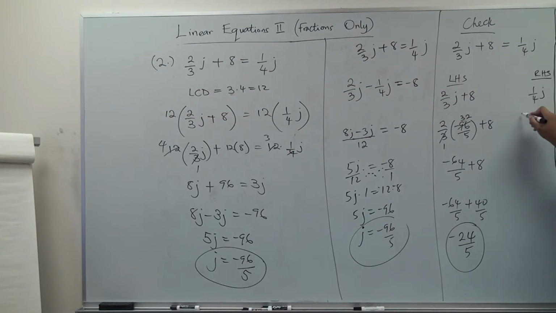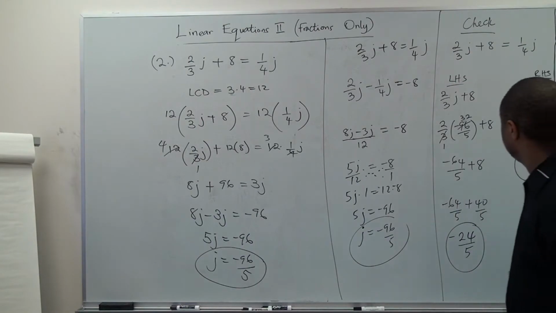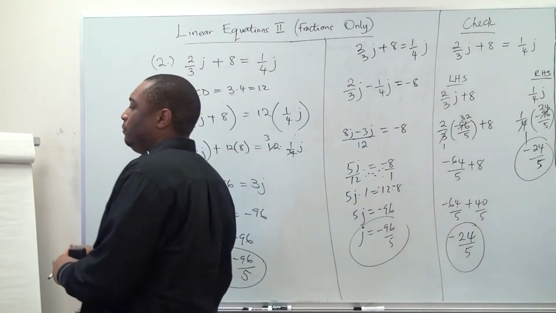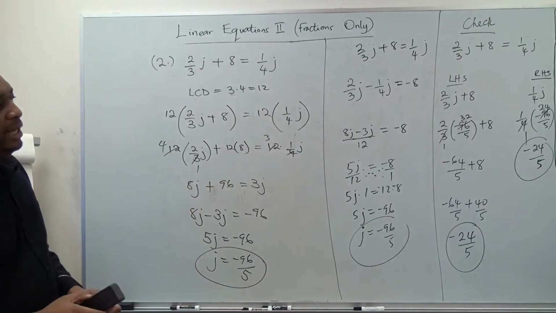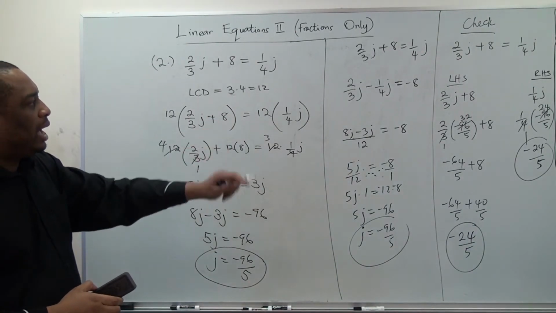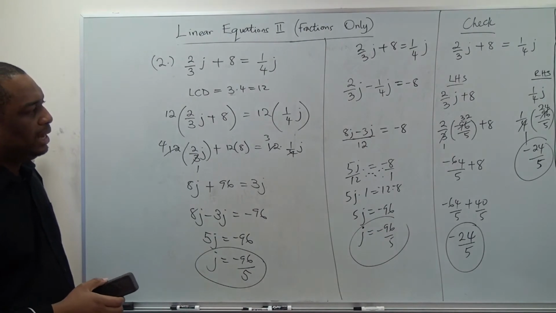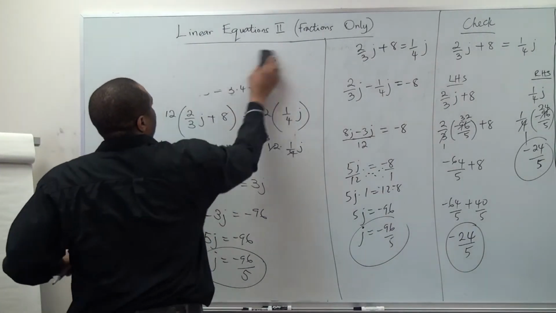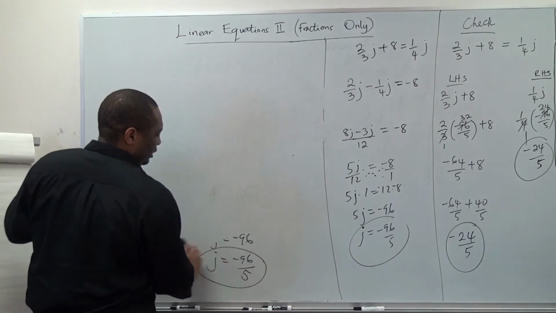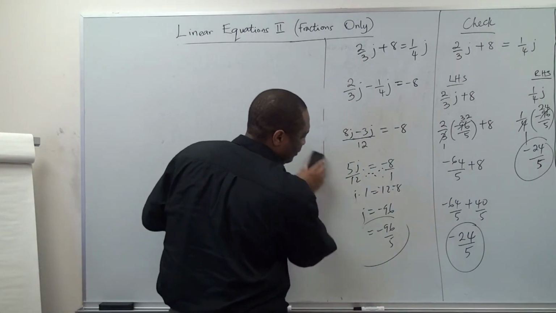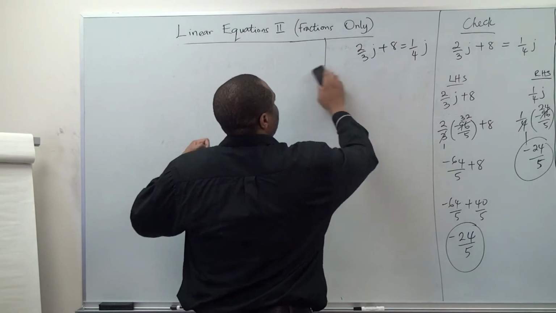And then here, 1 over 4 times negative 96 over 5. So 4 will cross out. 4 divided by negative 96 gives you negative 24. So this is negative 24 over 5 as well. So our left-hand side and our right-hand side, they are equal. We are good. Now, let's go to question 3. And I'll be working only one method from now. I'll just use one method.